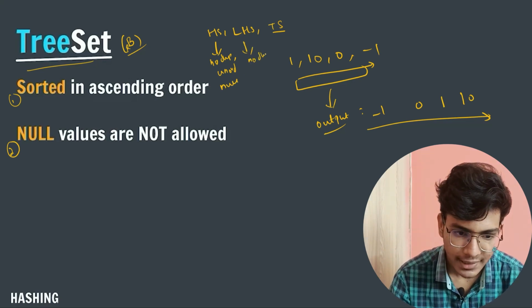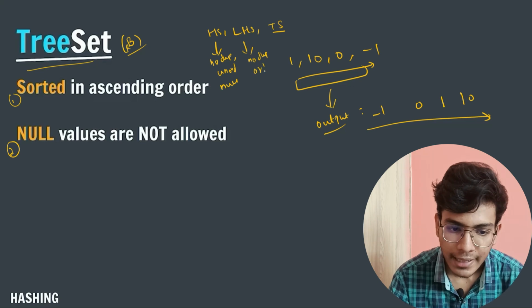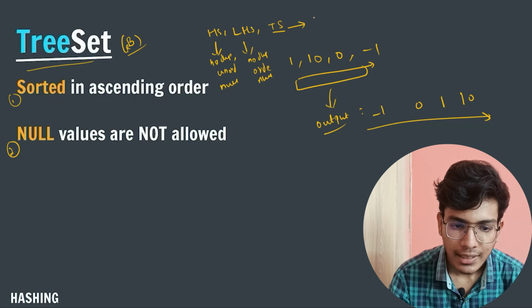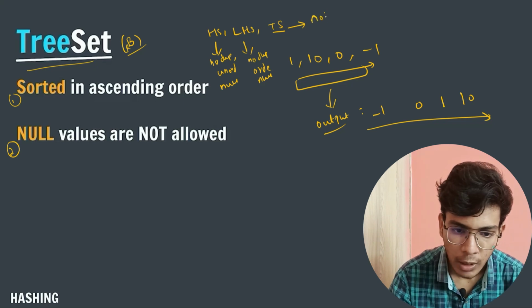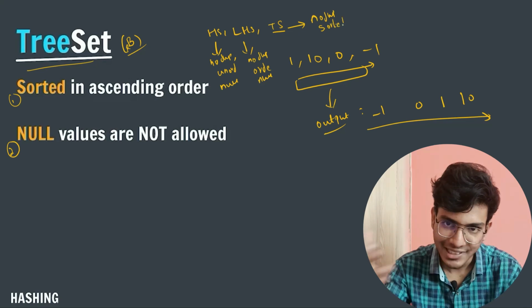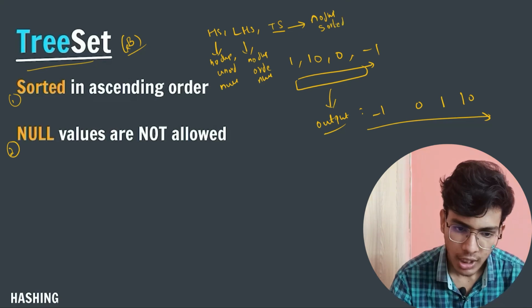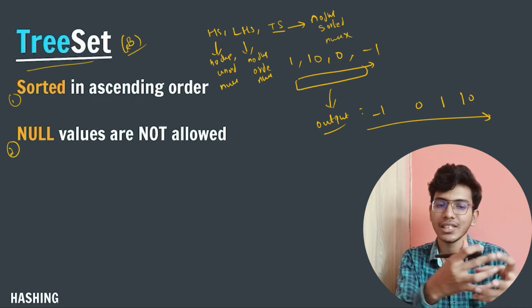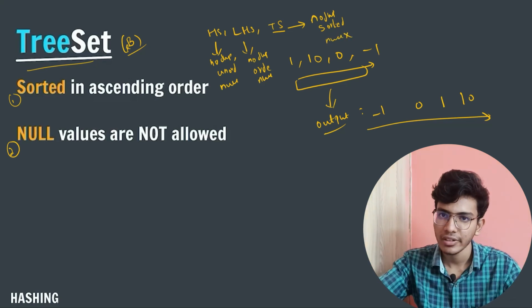Here also no duplicates are allowed, but this is ordered, and here also null is allowed. In TreeSet, the properties are: no duplicates are allowed, and the output will be in sorted fashion. The keys are inserted in sorted fashion. After that, null is not allowed here. This is the only basic difference between them.